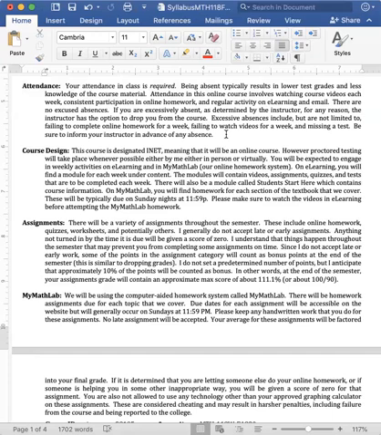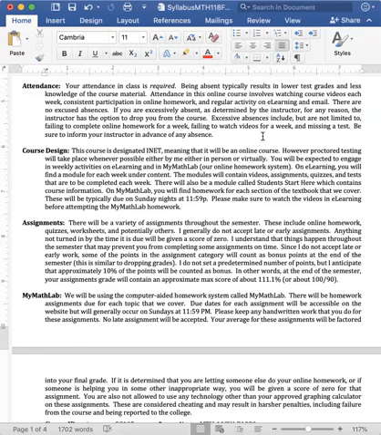Excessive absences include, but are not limited to, failing to complete online homework for a week. So if you disappear from MyMathLab for a week, I would consider that a potential reason to drop you from the course. Failing to watch videos for a week, or missing a test. So please do your diligence to be checking on these things each week as we go.